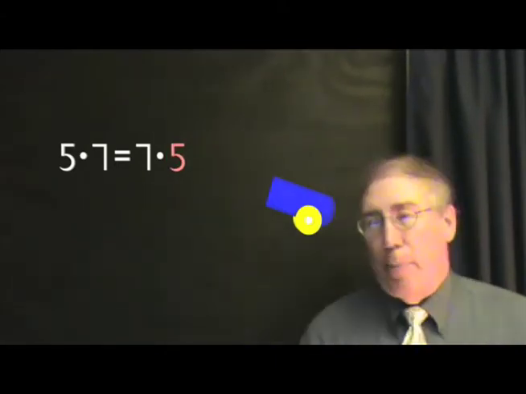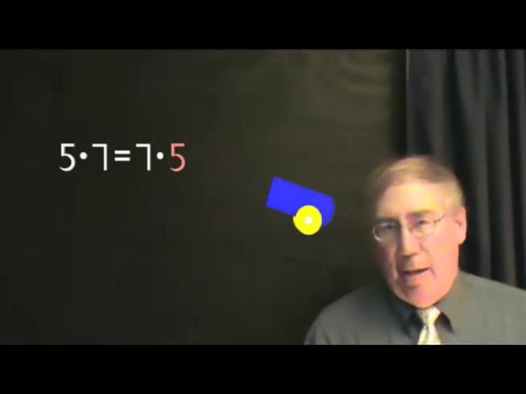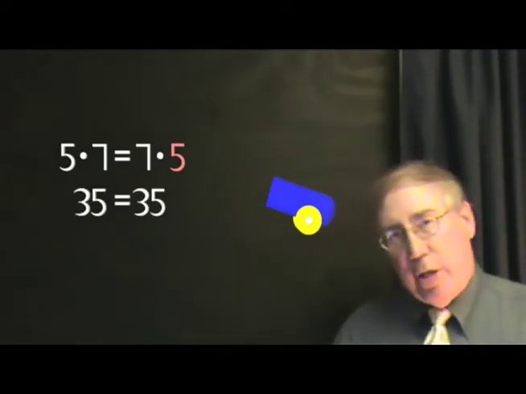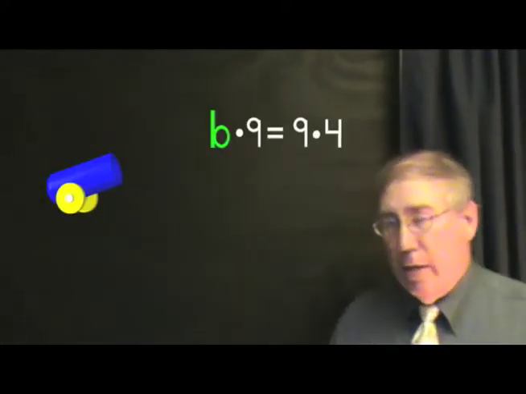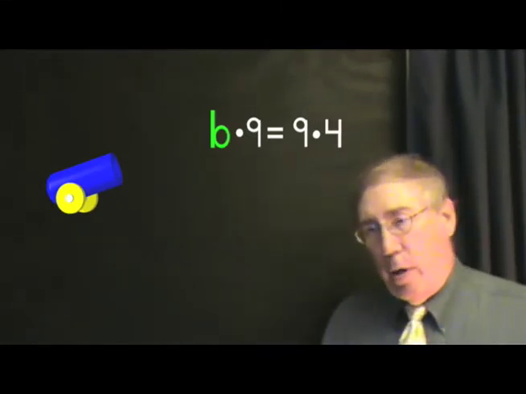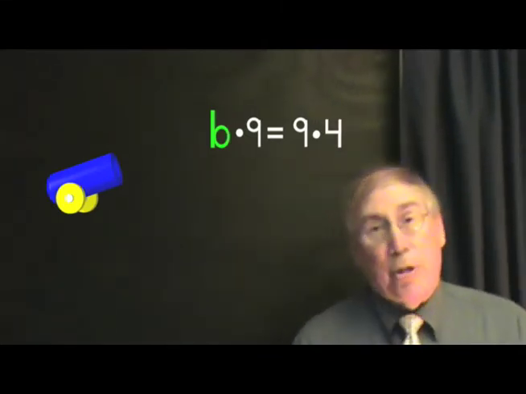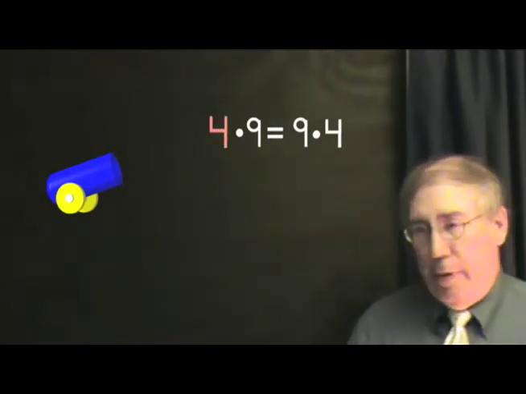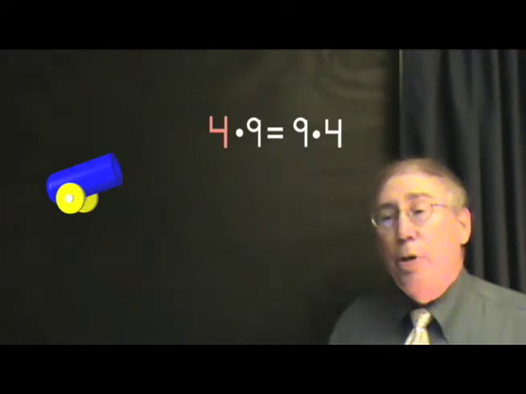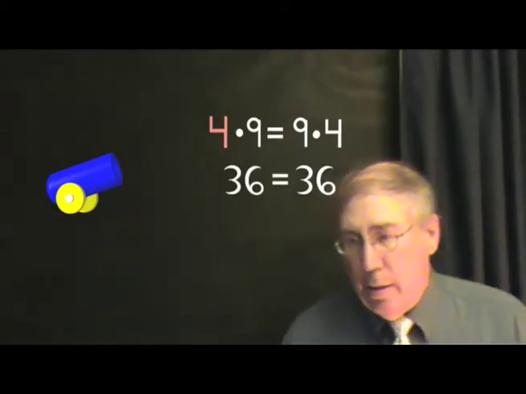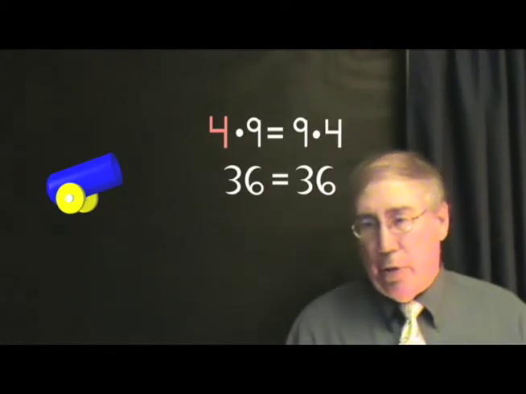And this is an example of the commutative property of multiplication. Both sides are going to equal 35. Similarly, what can we put in for B here so that both sides are equal? It's going to be 4. And again, we have the commutative property of multiplication represented here. And both sides equal 36.